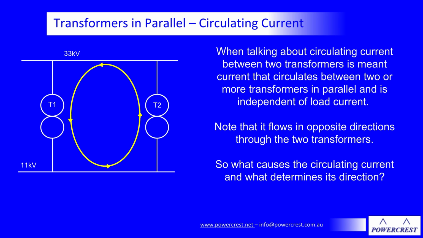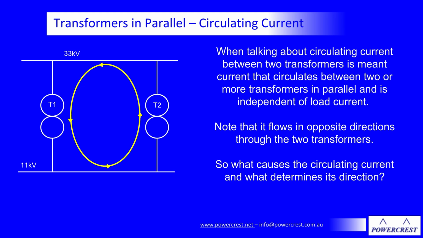Right. Moving on, what is circulating current? Simply put, it is the current that flows between two or more transformers in parallel. We will restrict ourselves to only two transformers here. The current flows in opposite directions between the two transformers, as you can see here.